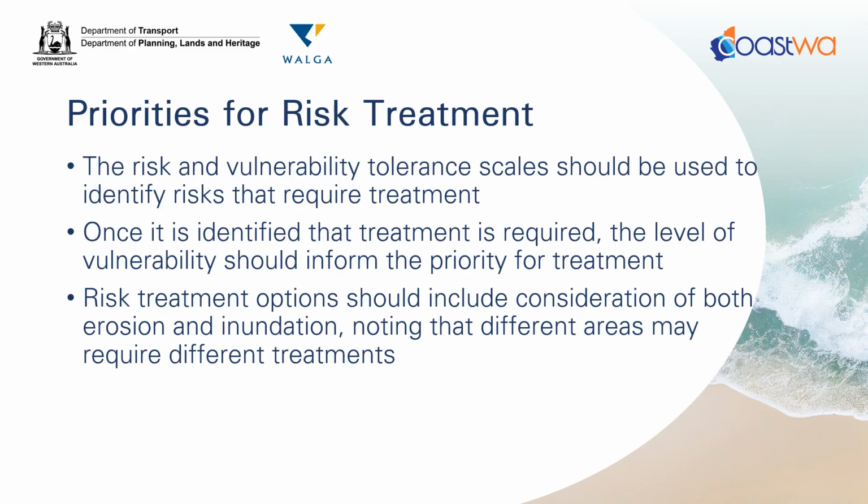So the risk and vulnerability tolerance scales should then be used to identify the risks that require treatment. And once we've done that, the level of vulnerability should inform the priority for treatment. As I've said before, if it's an extreme risk, then it's obviously something that requires immediate implementation. But if it's at a lower level of risk, then obviously it's less important. But you do need to consider this across the range of different planning horizons to see how these risks change and to define what your level of priority is.